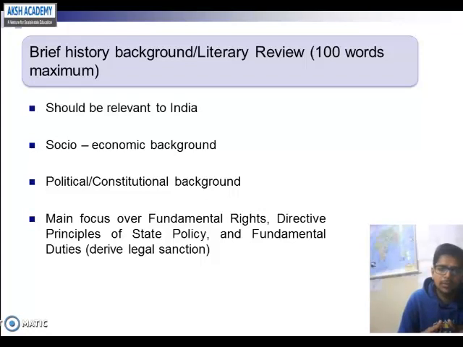Let us suppose we talk about social justice. It is mentioned in fundamental rights and directive principles of state policy. So mention that, the information which is already available in the country.